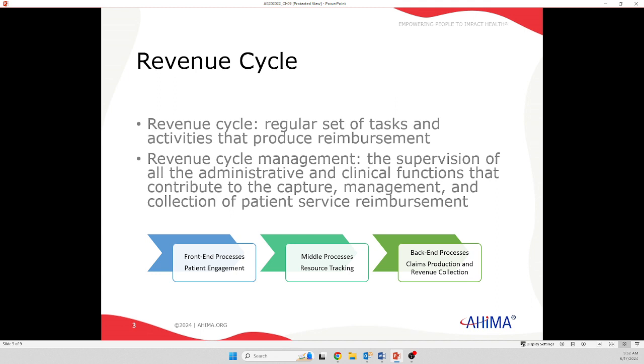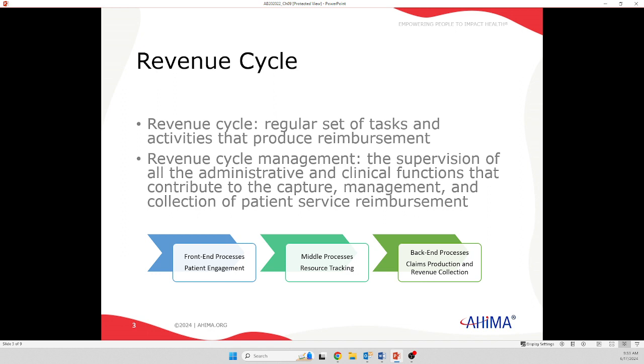So as we talked about in the very beginning, we learned these two definitions with the bullets: revenue cycle, a regular set of tasks and activities that produce reimbursement, and then revenue cycle management, which is the supervision of all the administration and clinical functions that contribute to the capture, management, and collection of patient service reimbursement.